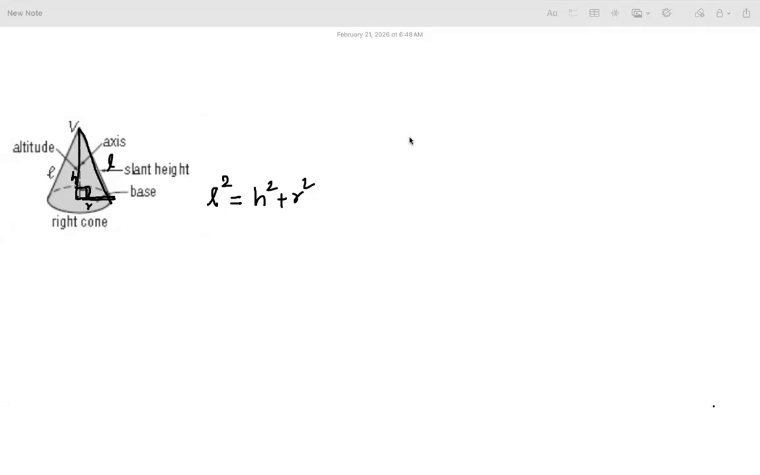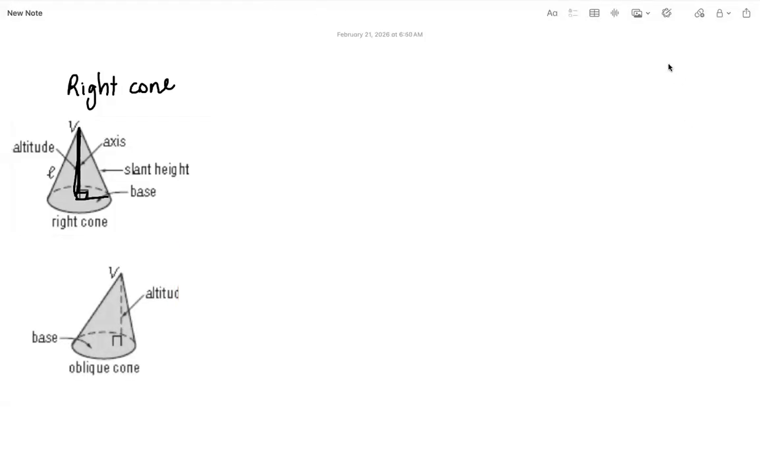Now, the cone given on the board is called a right cone. Remember, we studied right cylinder and oblique cylinder. So this is a right cone, where the height is perpendicular to the base. Whereas what is an oblique cone? That's a little tricky. Let's see. This is an oblique cone. Do you see the oblique cone?